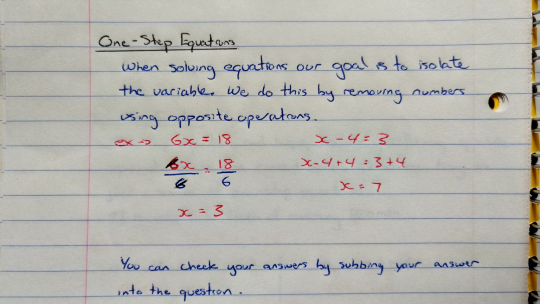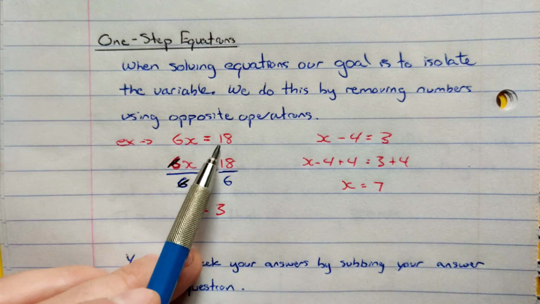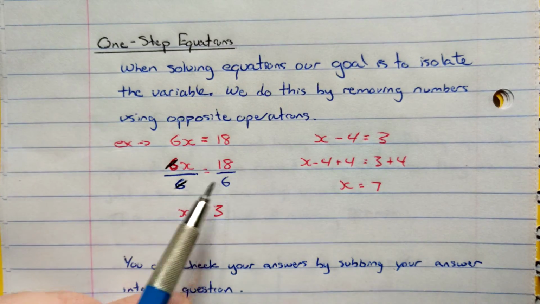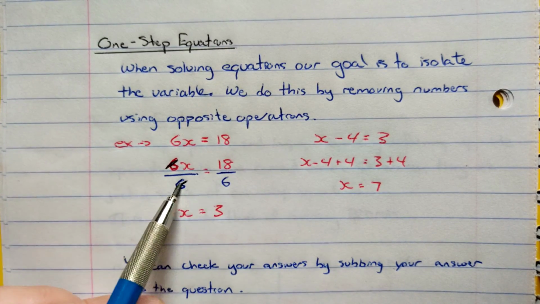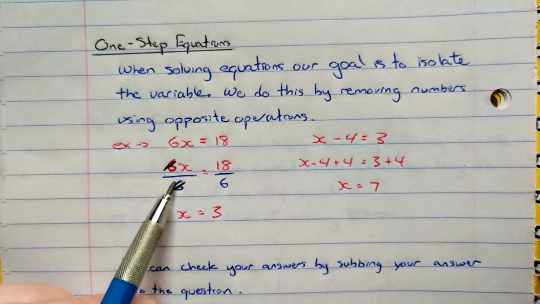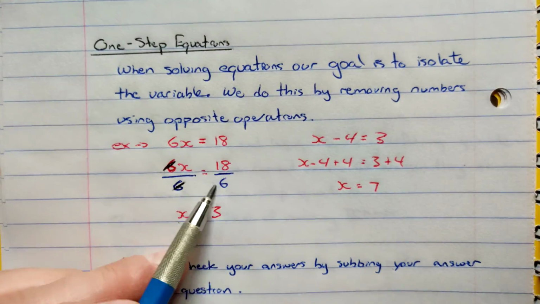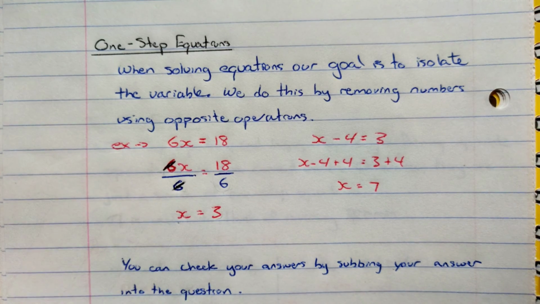So the goal here is to isolate the variable. We want to get the letter by itself, like we do when we're done with the Pythagorean theorem. So we're going to do that by using opposite operations. So in the example here, I got 6 times x equals 18. Well, the opposite of times 6 is to divide by 6. So I divide this by 6 on this side. That'll get rid of the 6's. 6 divided by 6 is 1, so I'm left with 1x. But we got to do the same thing on the other side. So we divide 18 by 6, I get 3.